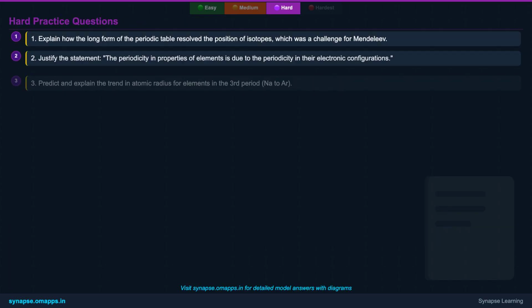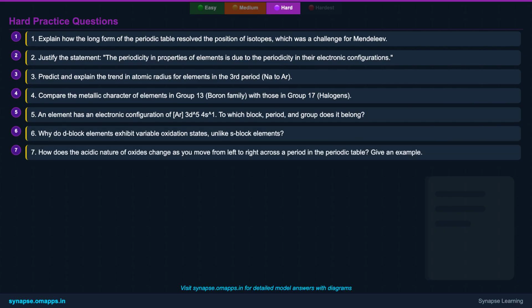Time for some hard-level practice. Pause the video and tackle these 7 questions. Explain how the long form resolved the isotope problem. Justify why periodicity is due to electronic configurations. Predict the atomic radius trend for the third period. Compare metallic character in group 13 and 17.